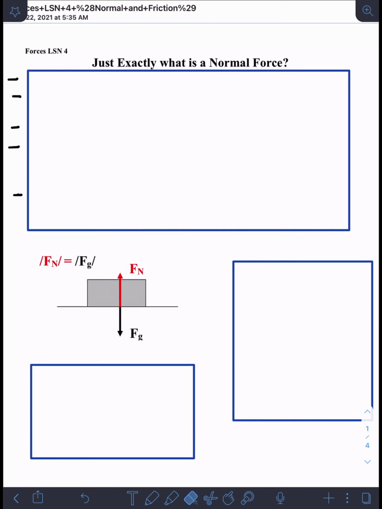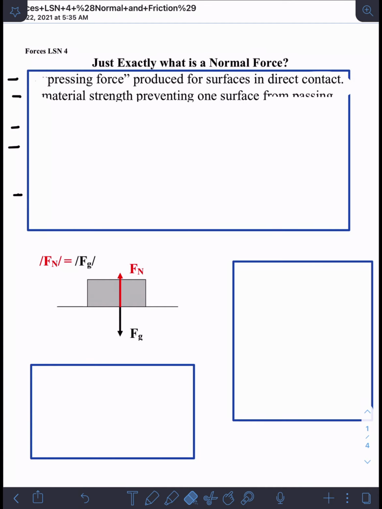So as far as what a normal force is or how it is calculated, what I want to start with is the fact that a normal force is really a pressing force. It's the force that presses one surface into another, not through it, just so they are in contact. So anytime any two objects are in contact, a normal force will be produced.